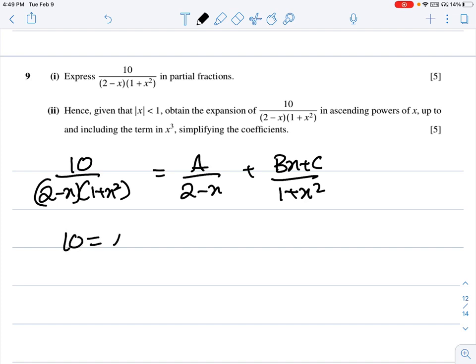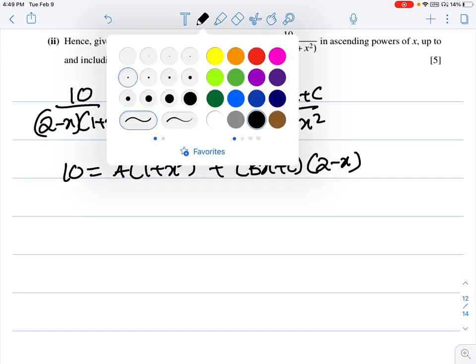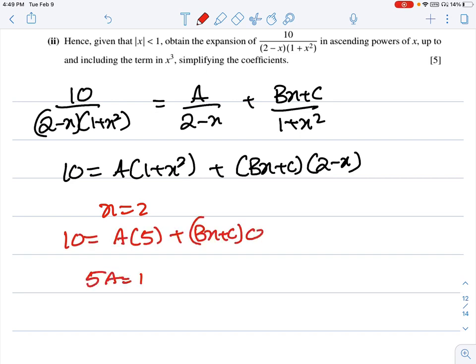So 10 is equal to a times 1 plus x square plus bx plus c times 2 minus x. So plug in x is equal to 2. If I plug in x is equal to 2, 10 is equal to a times 5 plus bx plus c times 0. So 5a is equal to 10, a is equal to 2. I get the value of a is equal to 2.